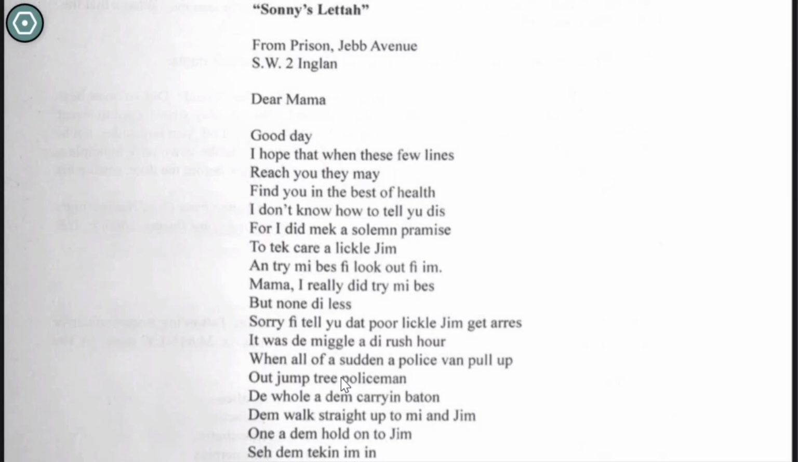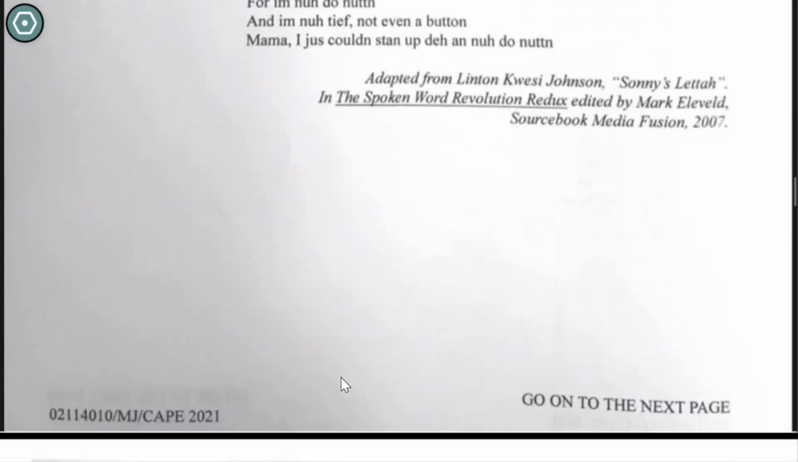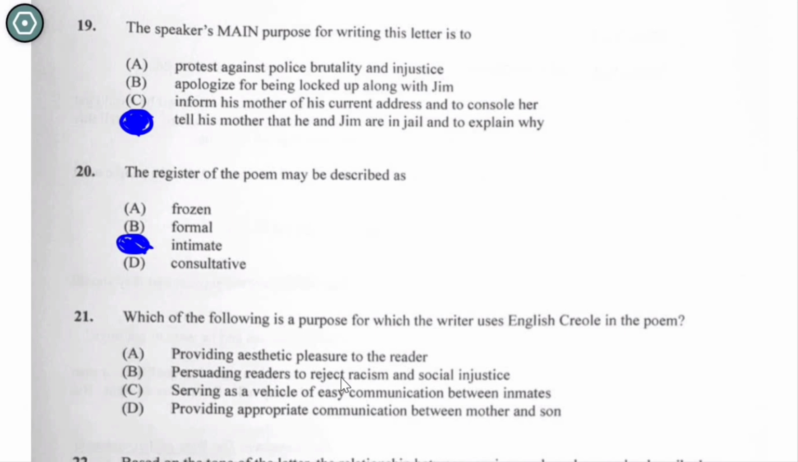But he started so, dear mama, so formal, good day. I hope that when these few lines reach you, they may find you in the best of health. That's all formal. And then he jumped straight into the Creole. He's like, I don't know how to tell you this, for I did make a solemn promise to take care of little Jim and try my best to look out for him. Right? So you can see that sudden shift from, I'm talking so nice, dear mama, good day, I hope when these few lines reach you, they may find you in the best of health. Right? And he just dove in. So it's not frozen at all. So I'd go intimate between mother and son.